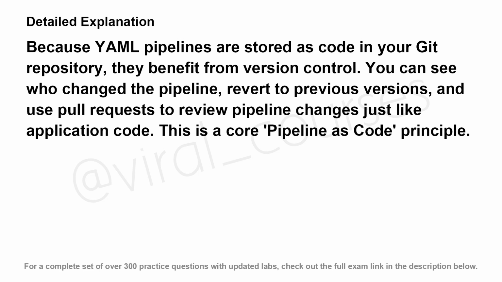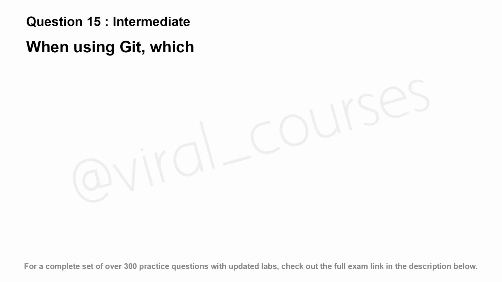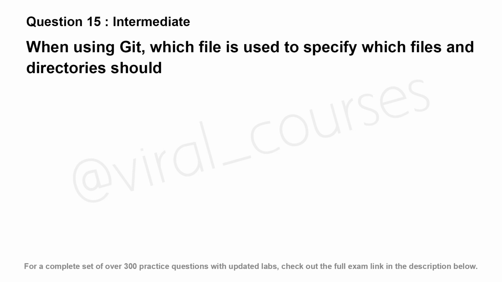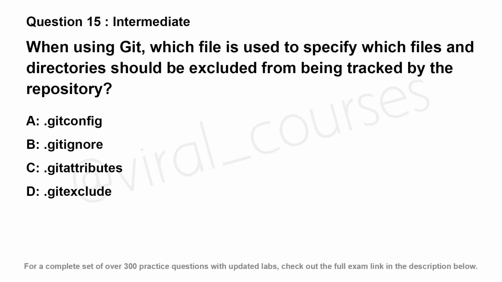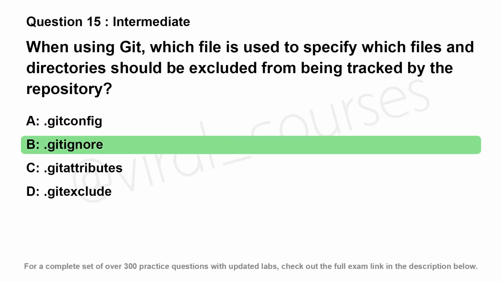When using Git, which file is used to specify which files and directories should be excluded from being tracked by the repository? Option A, git config. Option B, git ignore. Option C, git attributes. Option D, git exclude. The correct answer is B.